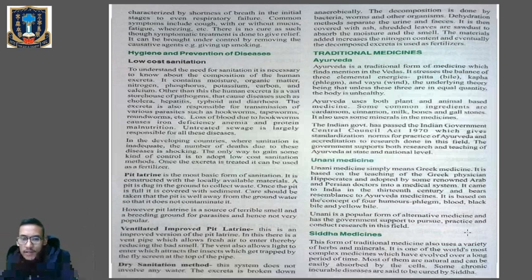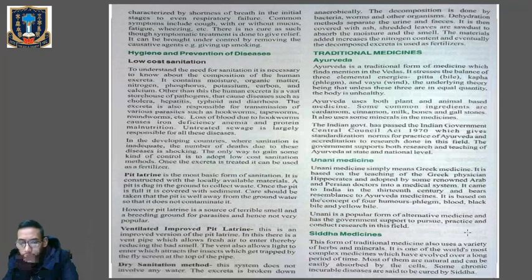Then Unani medicines. Unani medicine simply means Greek medicines. It is based on the teaching of the Greek physicians Hippocrates and adapted by the renowned Arab and Persian doctors into a medical system. And it came to India in 13th century and bears resemblance to Ayurveda medicine. It is based on the concept of four humors: phlegm, blood, black bile, and yellow bile. And Unani is a popular form of alternative medicines, and it has the government support to pursue, practice, and conduct research in this field.